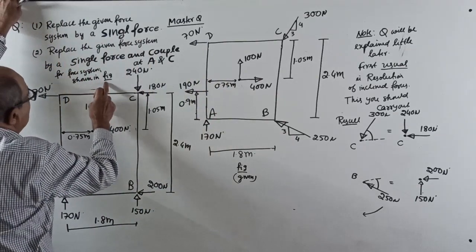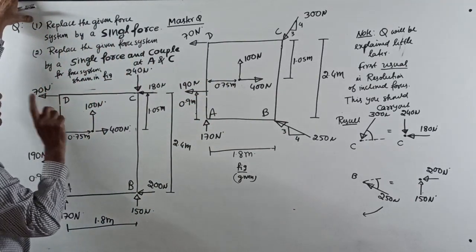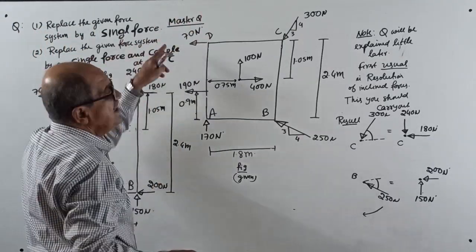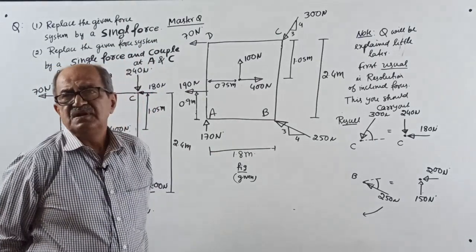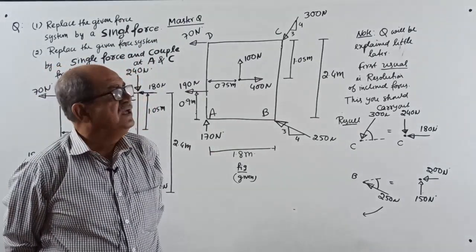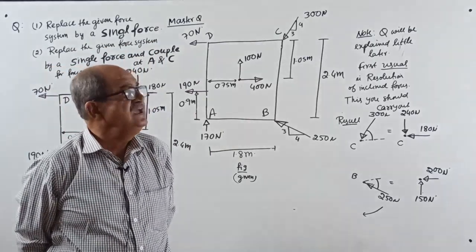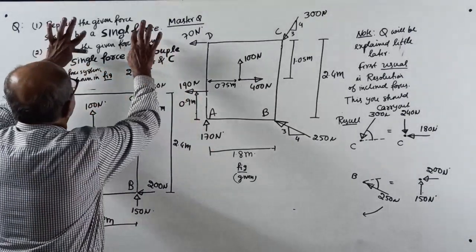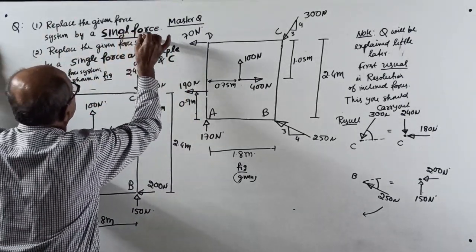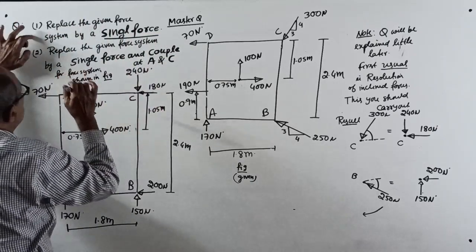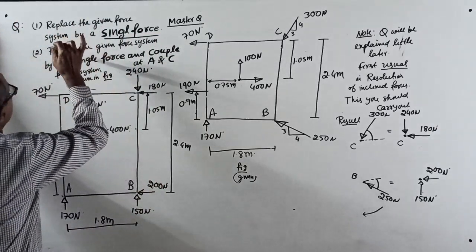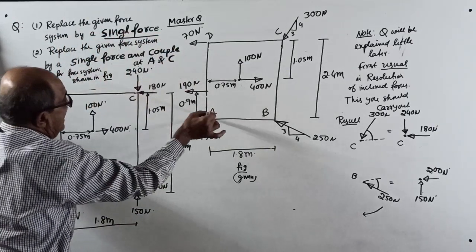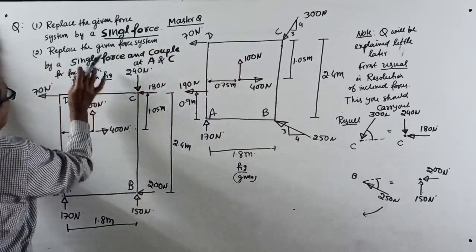For the force system given in the figure, two questions are there. One, replace the given complete force system by a single force. Some will say, sir, you told earlier resultant and then you told single force and couple. What is this only single force? Wait for some time. By a single force is question number 1. Two independent questions. The second question: replace the given force system by a single force and couple at A and C.